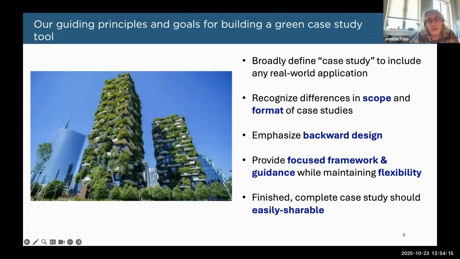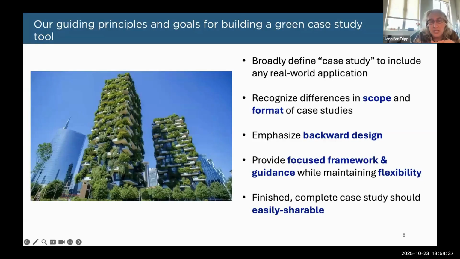Yeah, so just to give you some of our thoughts as we were going into this, we really wanted to broadly define a case study, just to include any real world application. In some of those other fields, like Tom mentioned, a case study is a really well-defined thing that is used a certain way in the classroom and it contains certain information. And we wanted to make it a little bit broader than that.